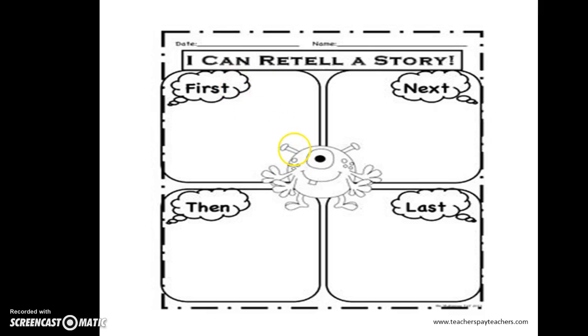We're going to be using a story map to retell 4 components, or 4 main parts, of our story. It says, I can retell a story. Our first quadrant says first, our second says next, our third says then, and our fourth says last. After we finish our story, we'll have a chance to fill in all of these parts that fit into our story map. Let's begin.